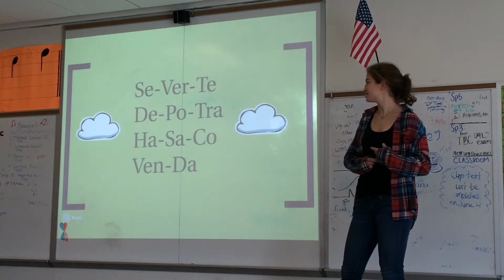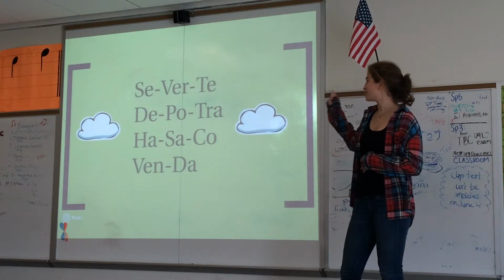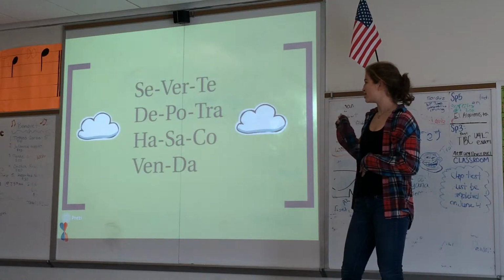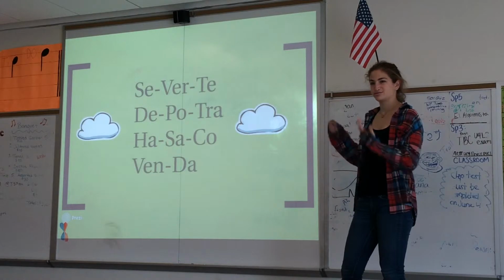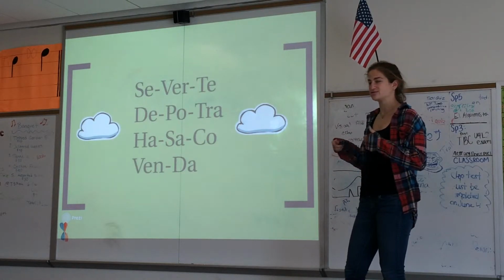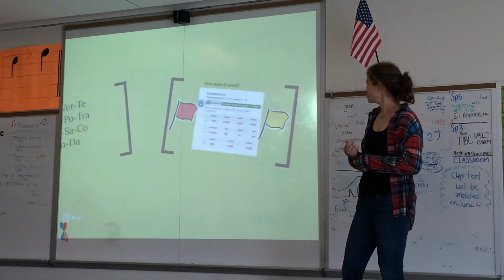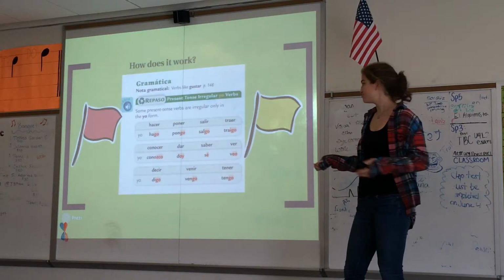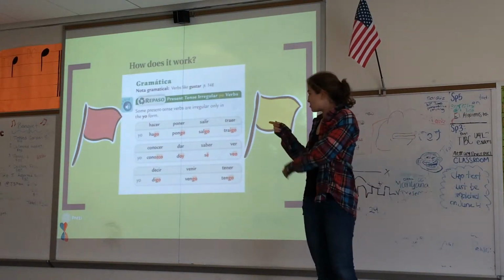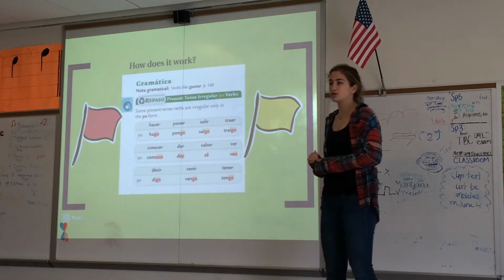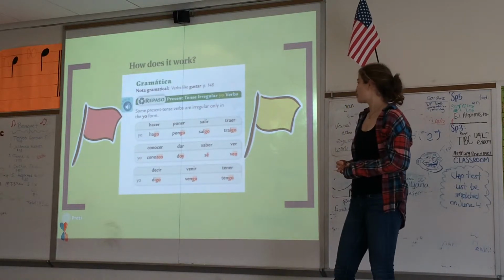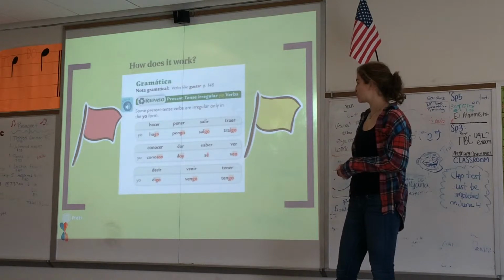Yes, exactly. So ser, ver, tener, decir, poner, traer, hacer, saber, conocer, venir, dar. Do you guys get how that works now? Okay, good. Moving on. So here's how you actually conjugate them. So hacer becomes hago, poner becomes pongo, salir becomes salgo, traer becomes traigo. So let's go over those first.